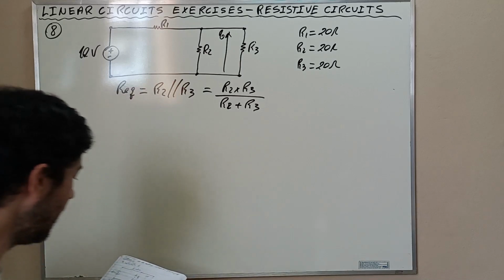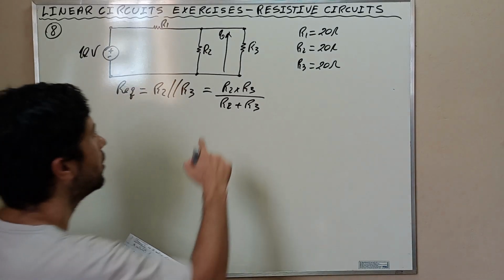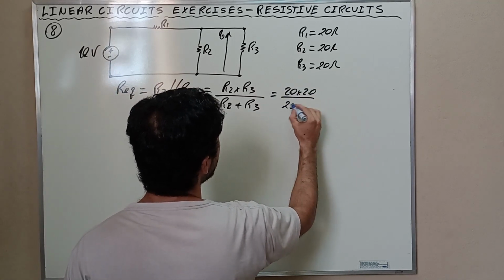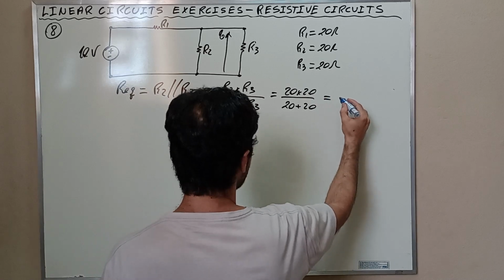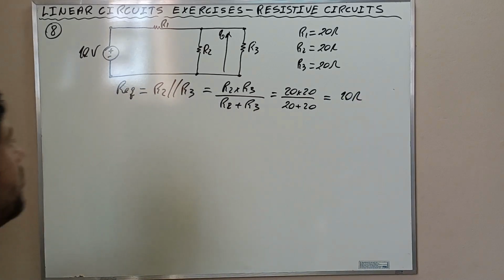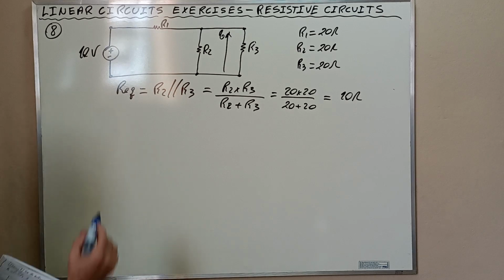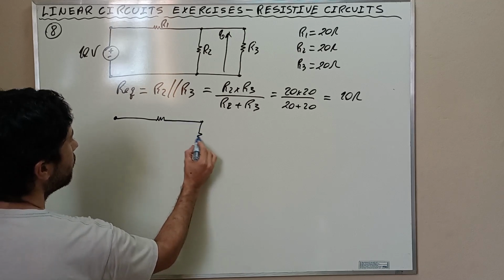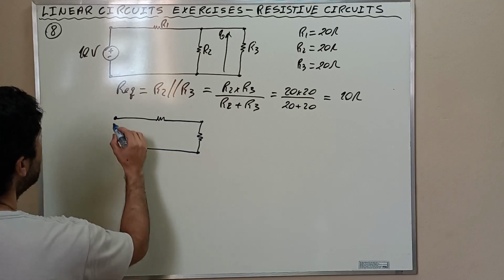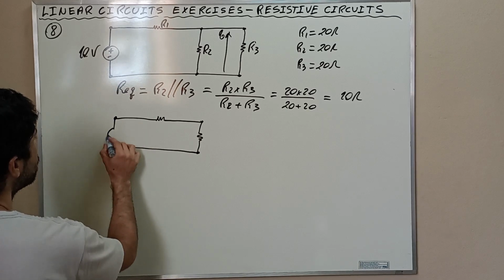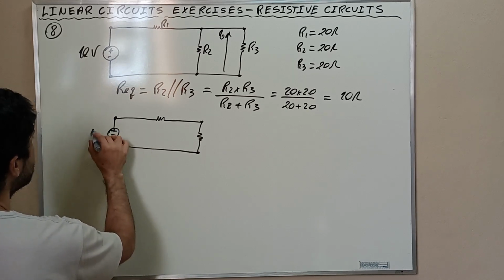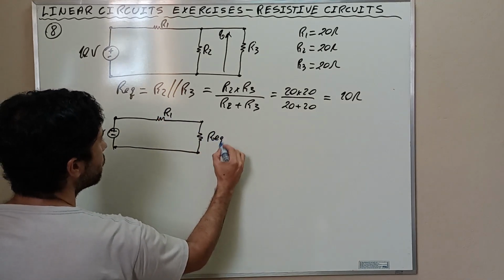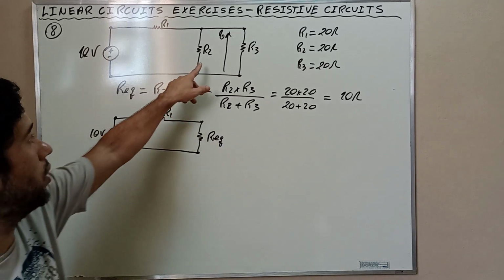Okay? And substituting the values, it is 20 times 20 divided by 20 plus 20, and this is equal to 10 ohms. Okay, my friends? And in this way, we reduce the circuit to this. The resistance R1 here, the equivalent resistance we just calculated, and here the voltage source, 10 volts.